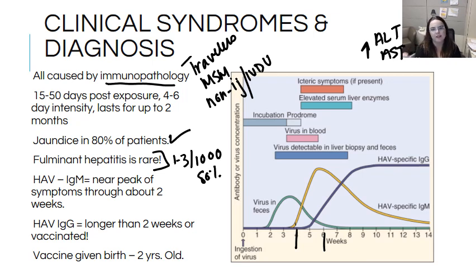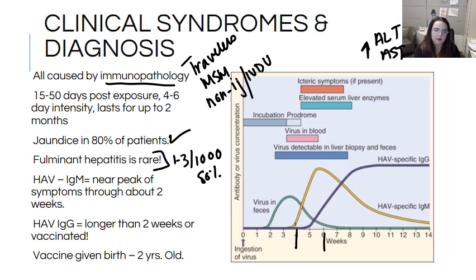The peak of transaminitis is usually during the time of jaundice, because that's a good indicator that things aren't working well. And jaundice is usually evident once the bilirubin reaches 2.5 milligrams per deciliter, but it can rise to a peak of like 20 milligrams. The other thing we can look for is serology.